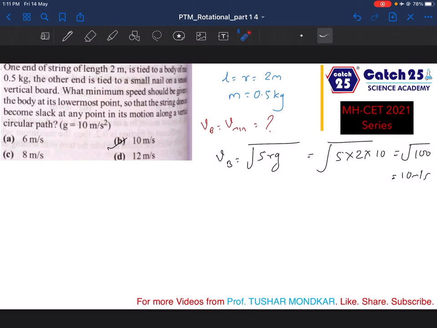Apart from that, I also want you to remember one important thing, that energy depends on mass, correct? Because if you remember the formula of total energy, it is 5 by 2 mgr. So energy actually depends on mass. So it won't work to say that nothing depends on mass. Velocities are independent of mass, but energies, they do depend on mass.